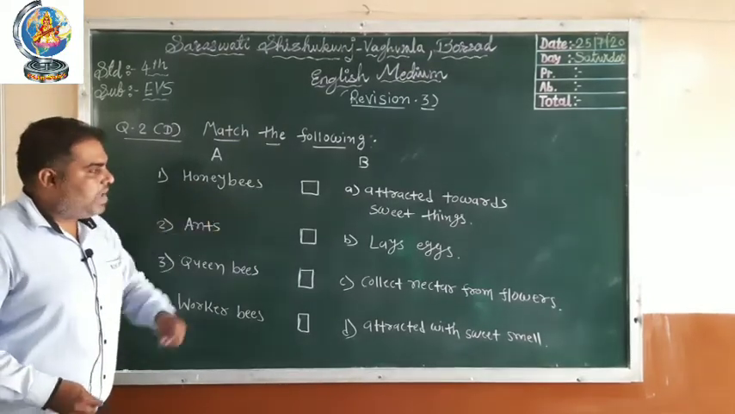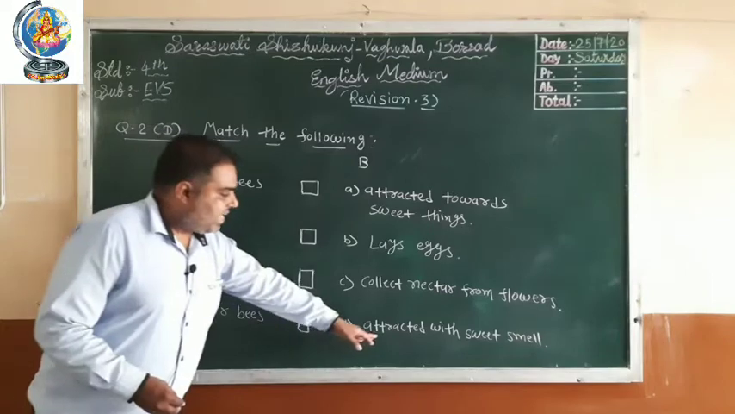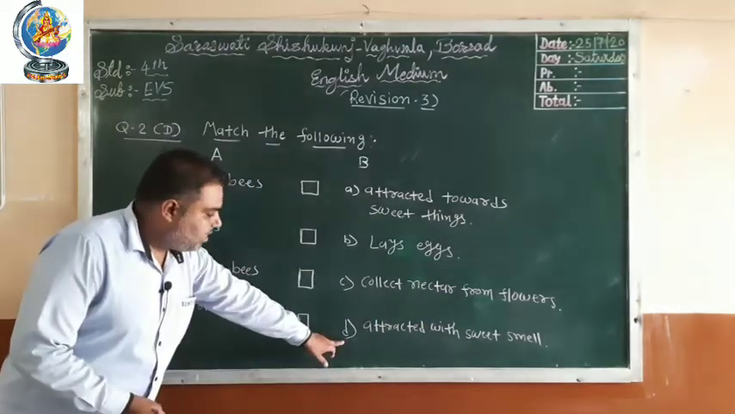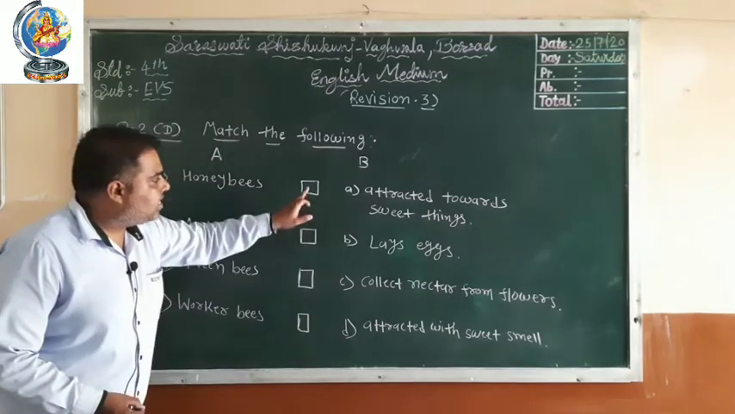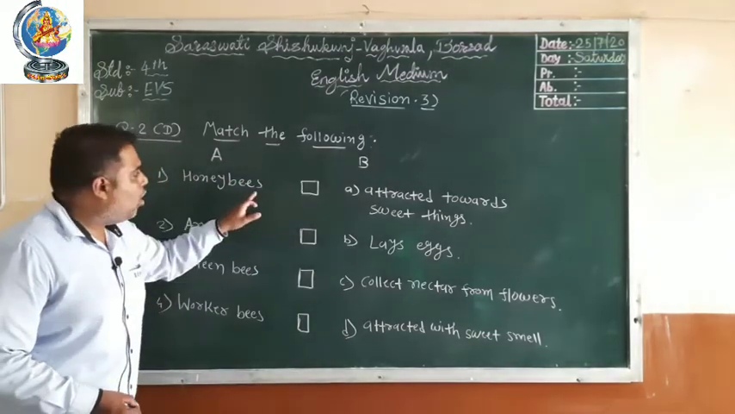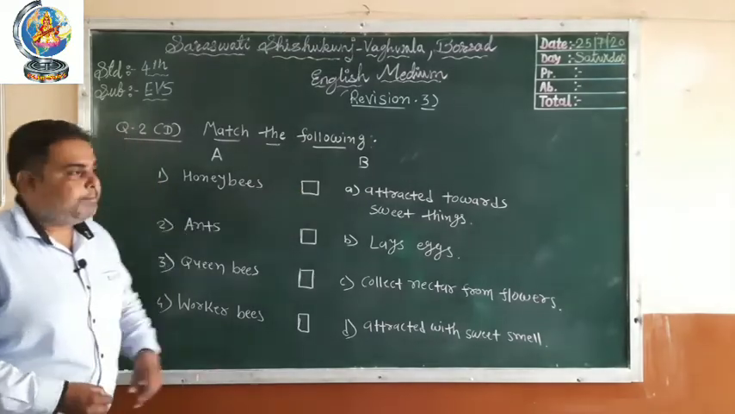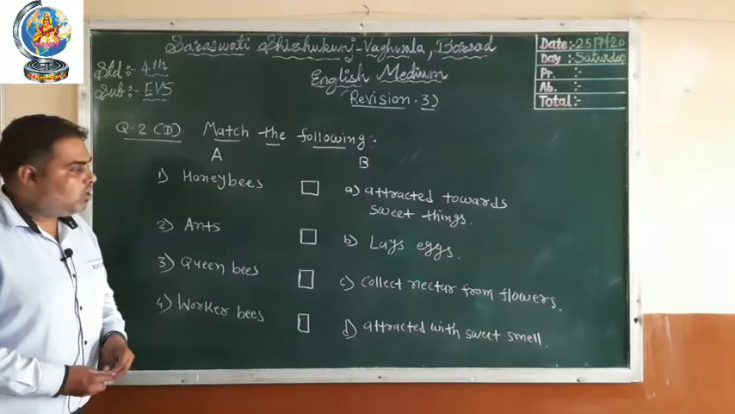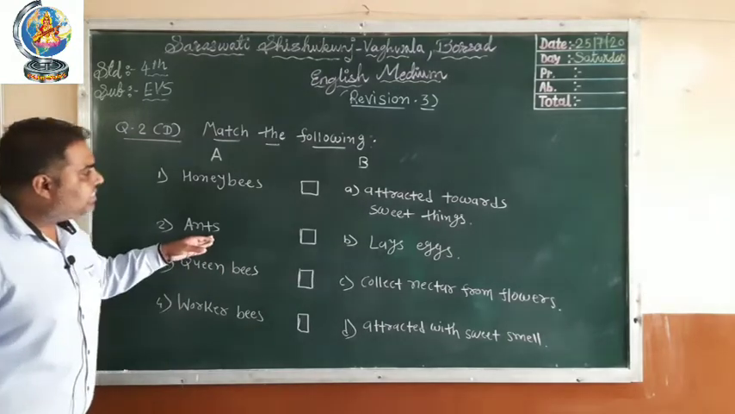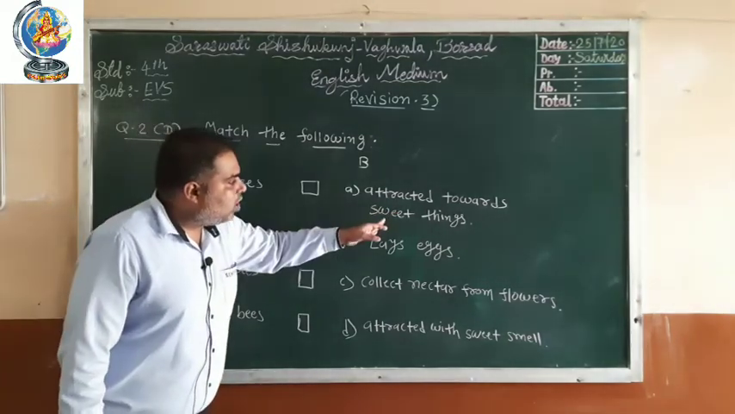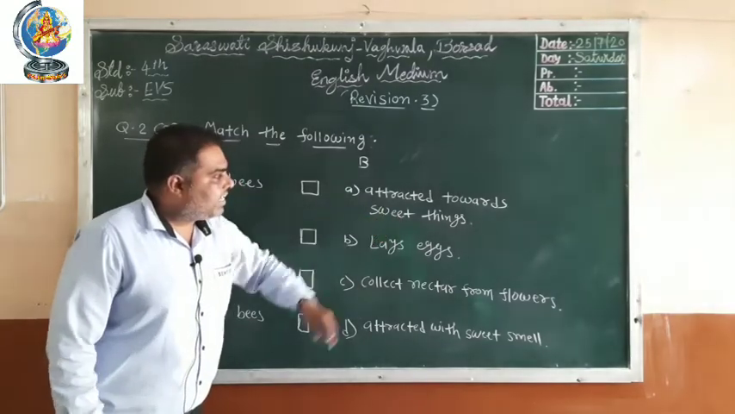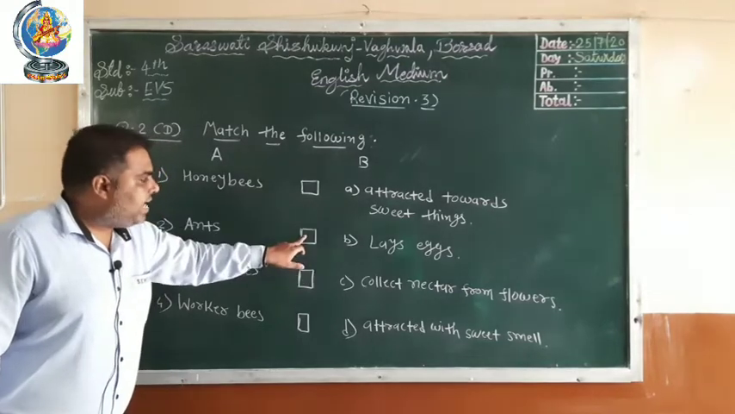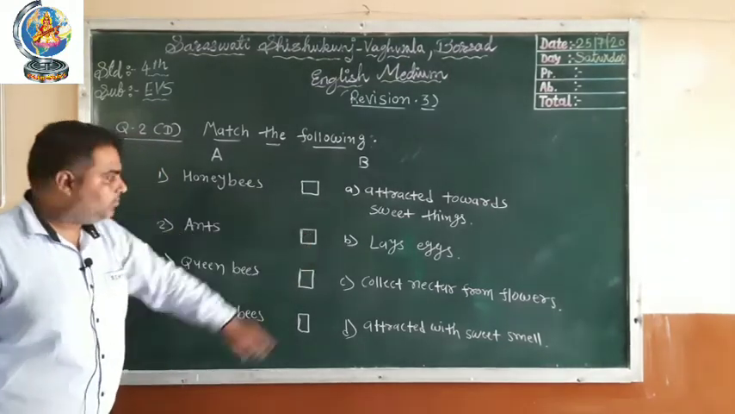Honeybees. So where will you match honeybees? Honeybees are attracted by sweet smell. So here D option is correct. So you will write D option in the first box opposite honeybees. Second one is ants. So what is the answer for ants? Where will you match it? Ants are attracted towards sweet things. So A option is correct. So you will write A option here.